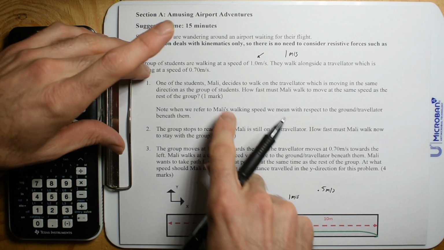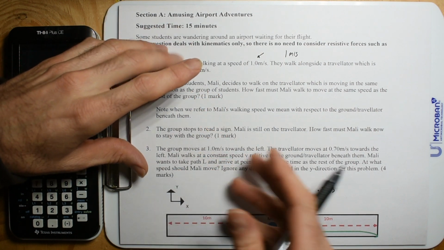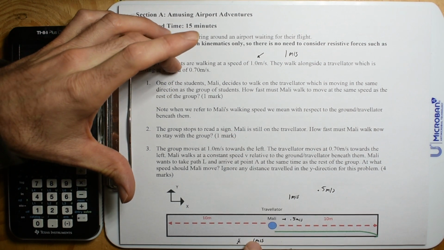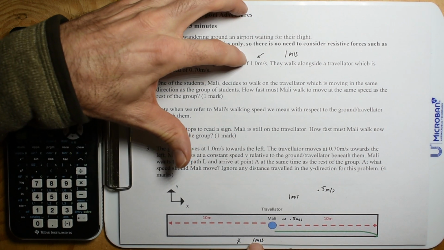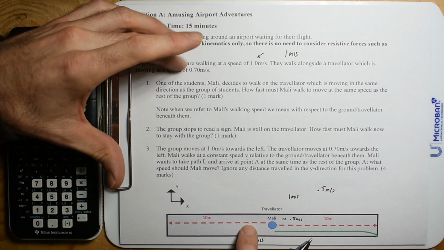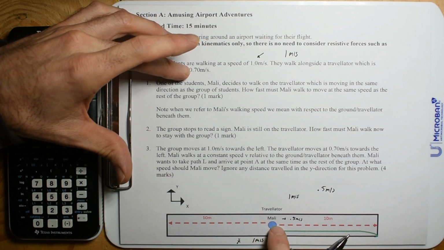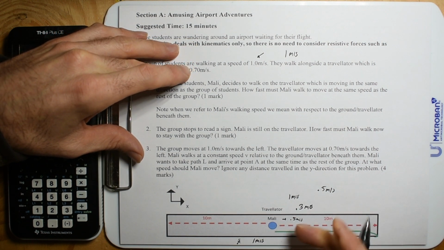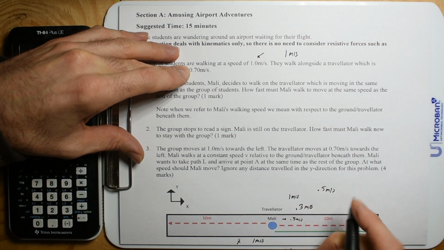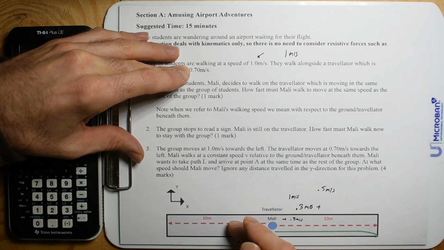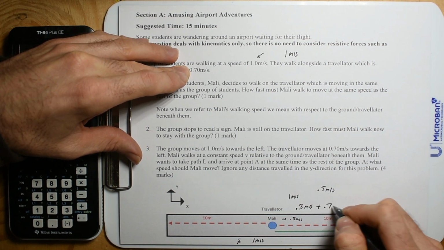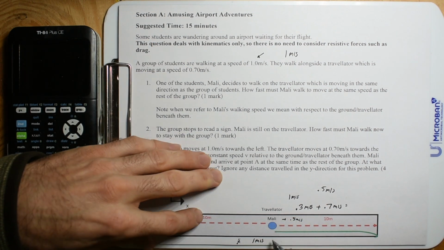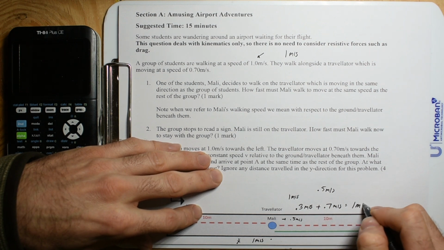And even though this is super basic, if you can do it, just cool, just shout out the answer. But now we're going to say the group, as the problem is stated, moves at 1 meter per second. The travelator moves at 0.7 meters per second. So Malachi would have to move at a speed of 0.3 meters per second, because Malachi's walking speed is 0.3 plus the speed of the travelator, which is 0.7, and that's going to be Malachi's total speed relative to the ground, 1 meter per second.